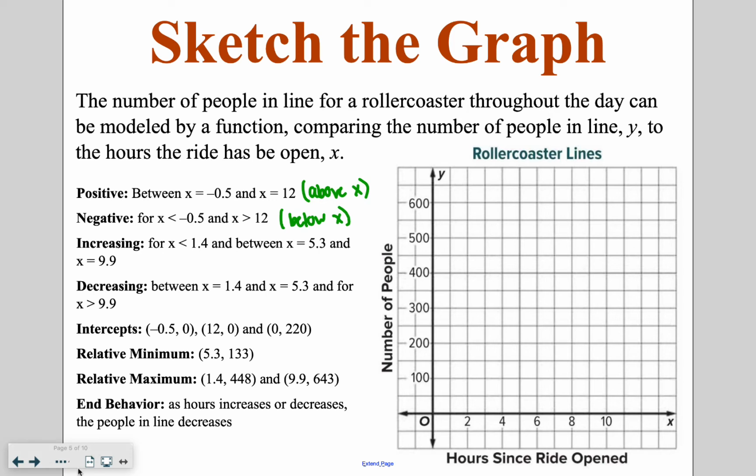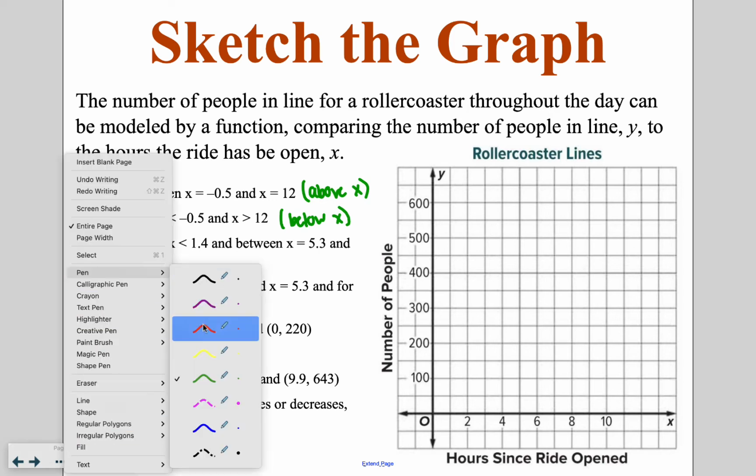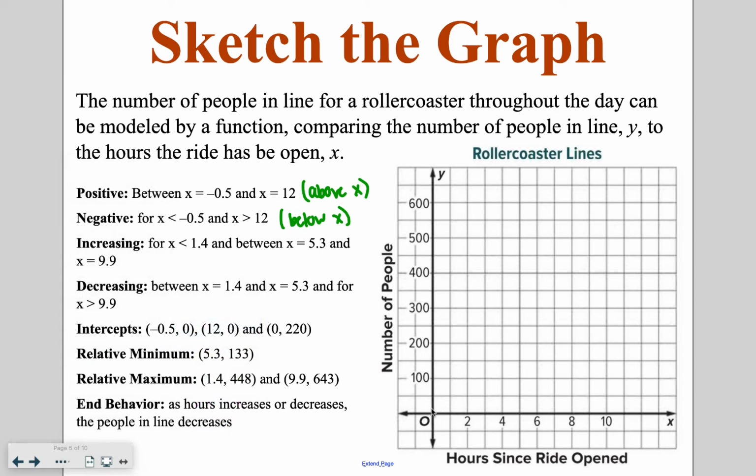So I'm going to go ahead and put those intercepts on the graph at negative 0.5, 0. We're counting by ones here. And then at 12, 0. So I've got 10, 11, 12, 0. And then I have a y-intercept at 0, 220. This is counting by 50s. So somewhere almost in the middle there is going to be my y-intercept.